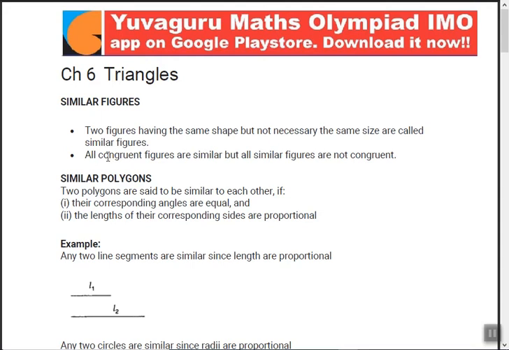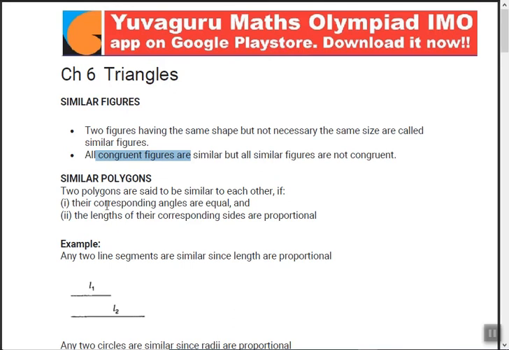All congruent figures are similar, but similar figures are not congruent. Quite simple. Every congruent thing is a similar thing, because it's exactly the same prototype. But every similar thing cannot be congruent, because congruent means the same dimensions. Anything which is congruent has to definitely be similar, but anything which is similar may not be congruent.